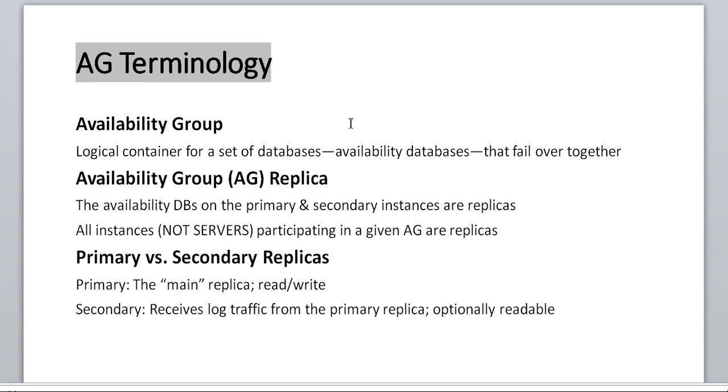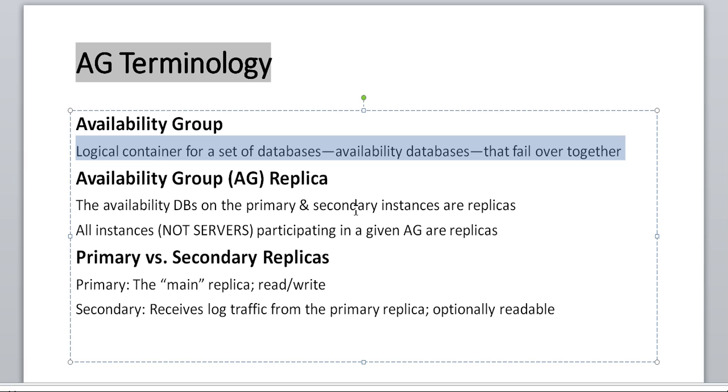What terminology do we use in an AAG? I have highlighted a couple of things here. In an availability group, we are normally talking about a logical container for a set of databases. In one line, what is the AAG? It's a logical container for a set of availability databases that fail over together. Whenever required, it happens together.